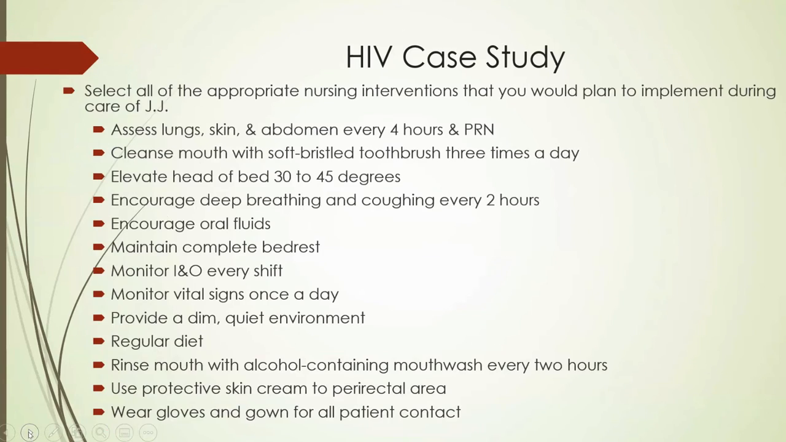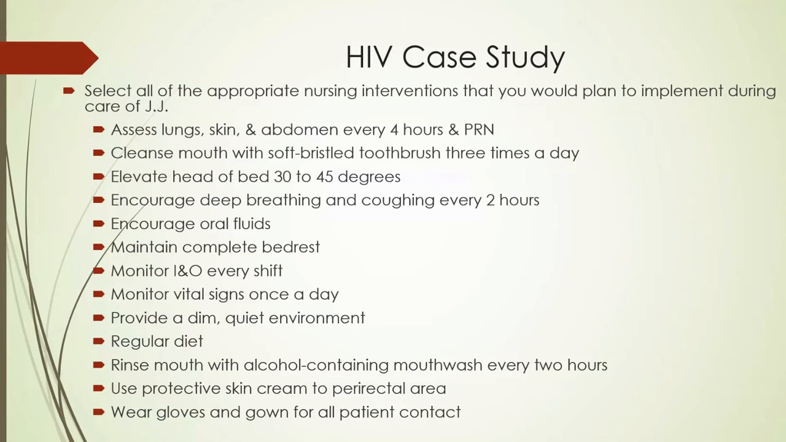So we want to look at what interventions could be helpful for JJ. But A, assessing her lungs, skin, and abdomen every 4 hours as needed. Would that be helpful? Yes. We want to keep her respiratory system stable, and we know her skin needs to stay intact and some abdominal organs could be affected.